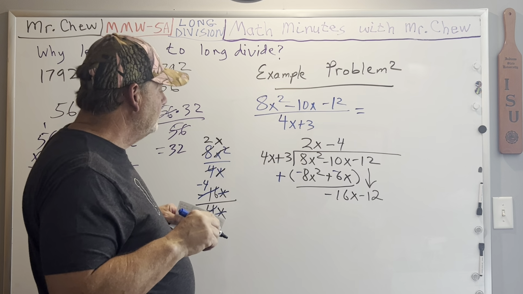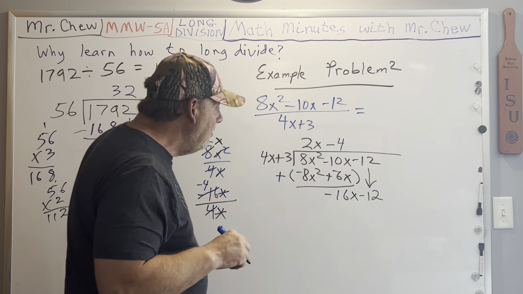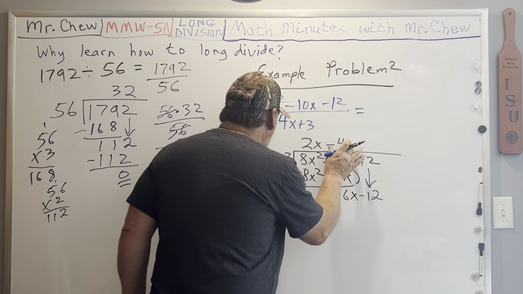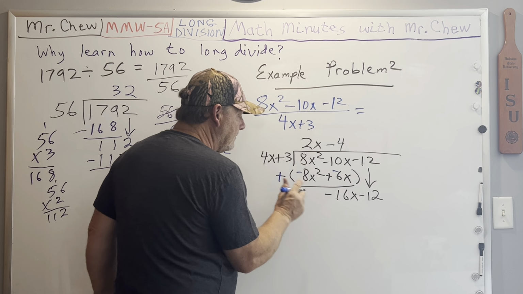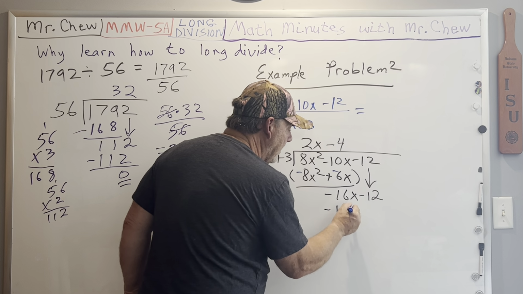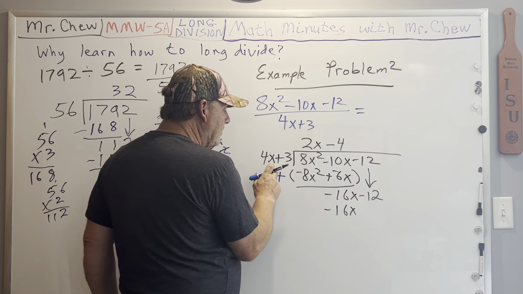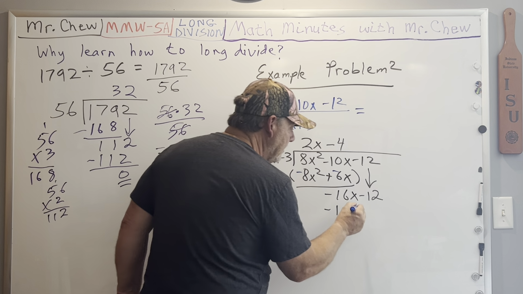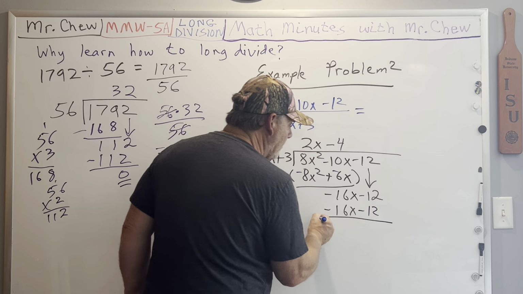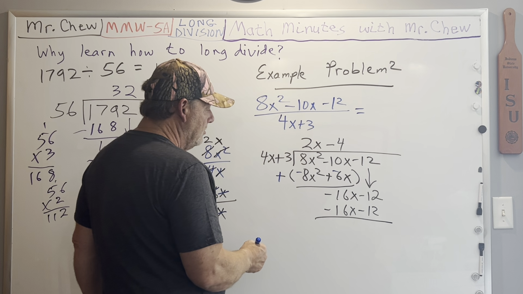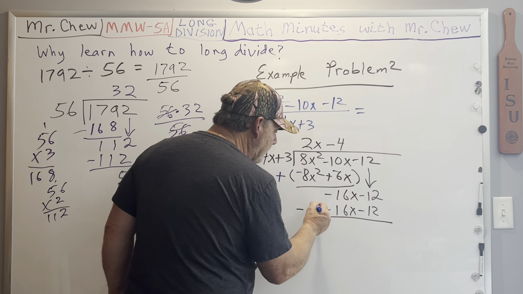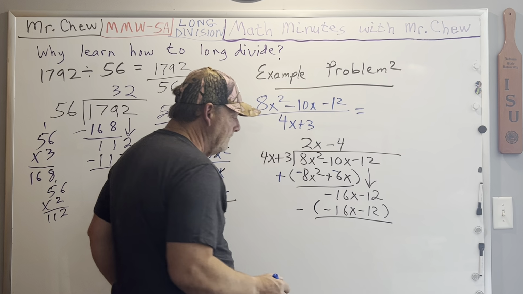Okay, so now I take minus 4 times 4x, which is negative 16x. Minus 4 times plus 3 is minus 12. And remember what we do here now. We're going to subtract the whole thing.